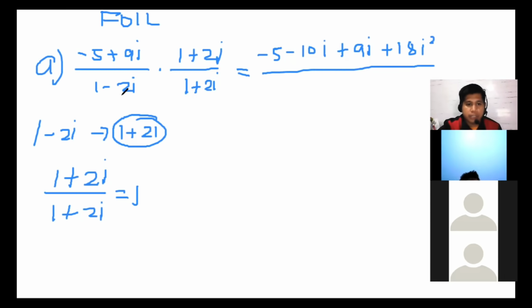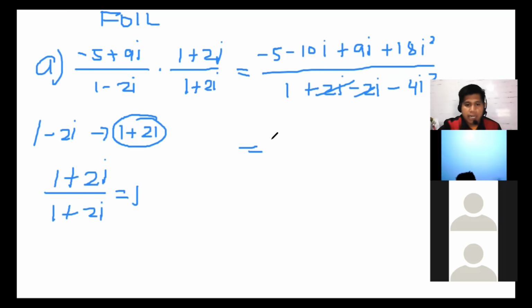Now your denominator is like this. So 1 times 1 will give you 1. 1 times 2i will give you positive 2i. Negative 2i times 1 will give you negative 2i. And then your negative 2i times positive 2i will give you negative 4i squared. So this one and this one will be cancelled out, right?